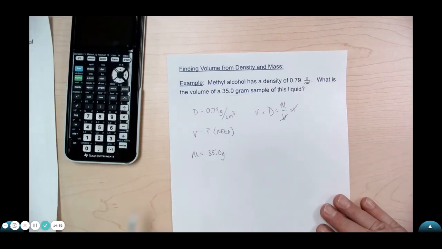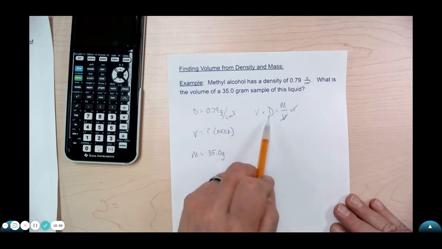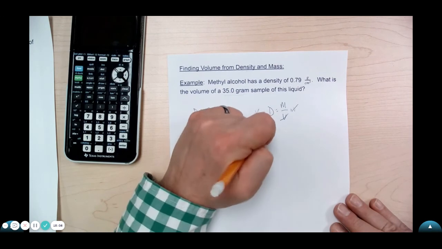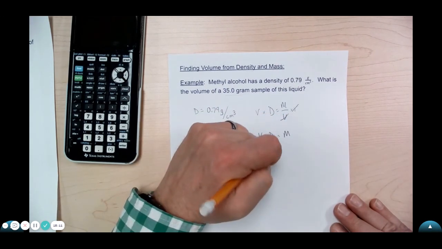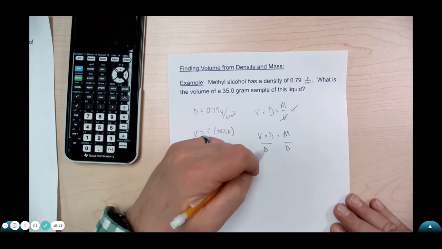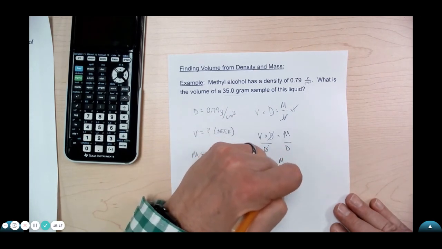Well, I want to get volume by itself. It's got density with it now. I did get volume in the numerator. It's no longer in the denominator, but it's not by itself. It's not isolated. So I'd have to divide each side by density. So I'm at V times D equals M right now. Divide out by density. Now density cancels over here. Volume equals mass over density.